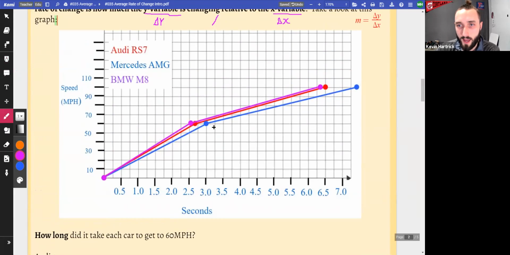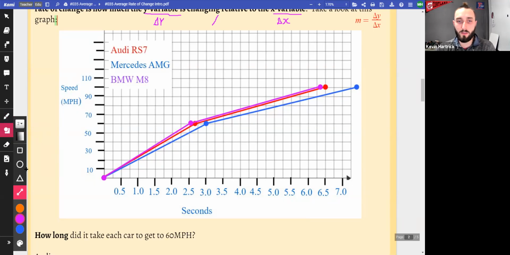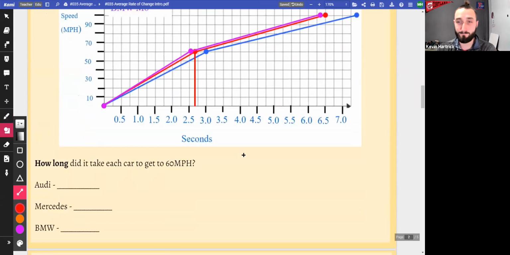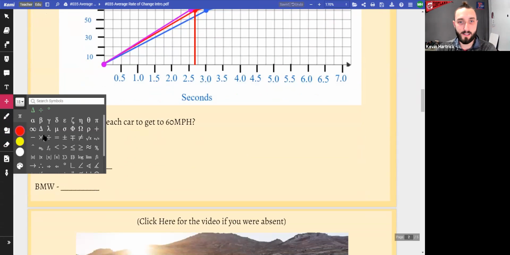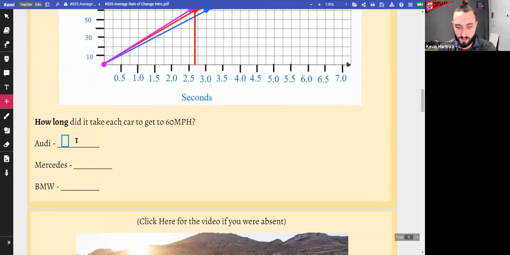So Audi is the red. The red dot looks like right here. If I drew a straight line down from that point, it looks like it's right about there. So it's in between 2.5 and this middle line would be 2.75, because halfway between 2.5 and 3.0 would be 2.75. It's a little bit closer to this line than this line. So we're going to go with 2.7. And again, this is an estimate, but we're estimating everything, so that's okay.